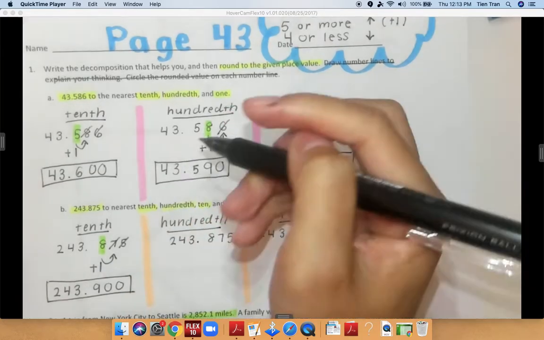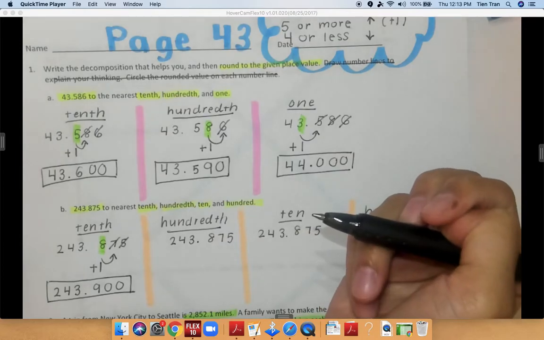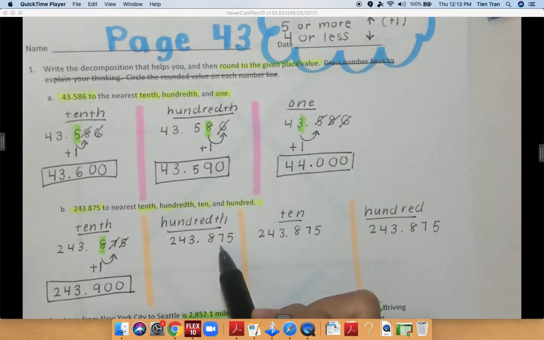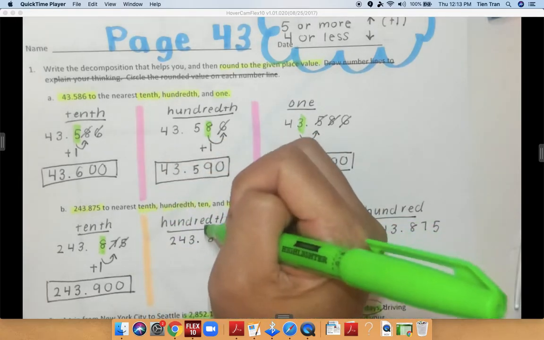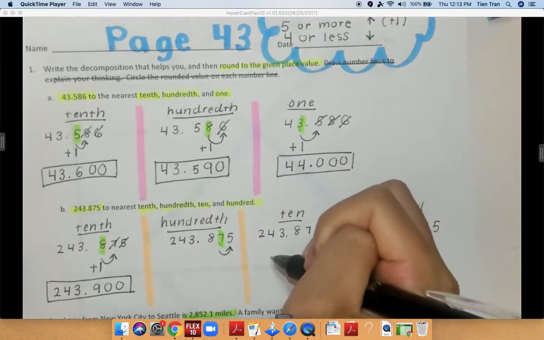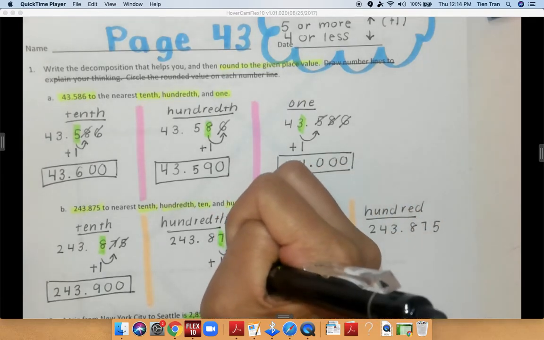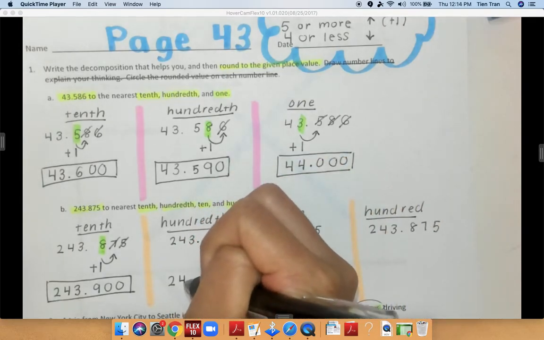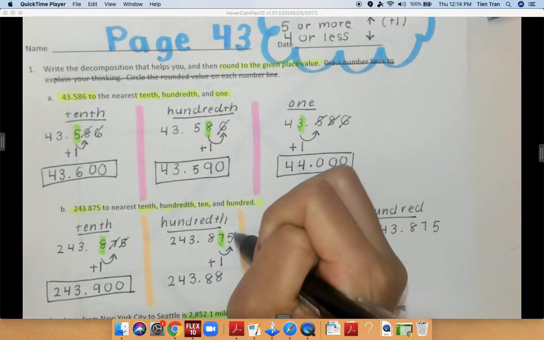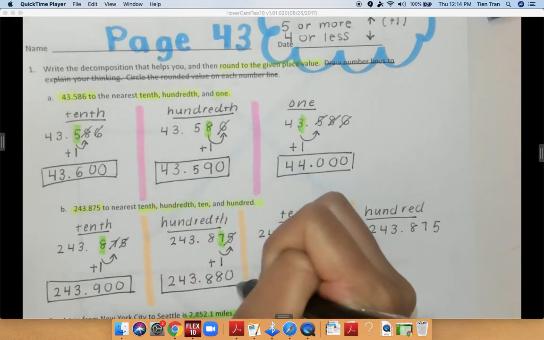That's up to you. Next, they want us to round to the hundredths place. This is our tenths. The 8 is the tenths. 7 is the hundredths place. So I'm going to highlight that so you can see that. We're going to look at our neighbor, which is a 5. I'm going to add 1. Okay, so I have 243.8, and then 7 plus 1 is also 8. My 5 changes to a 0.